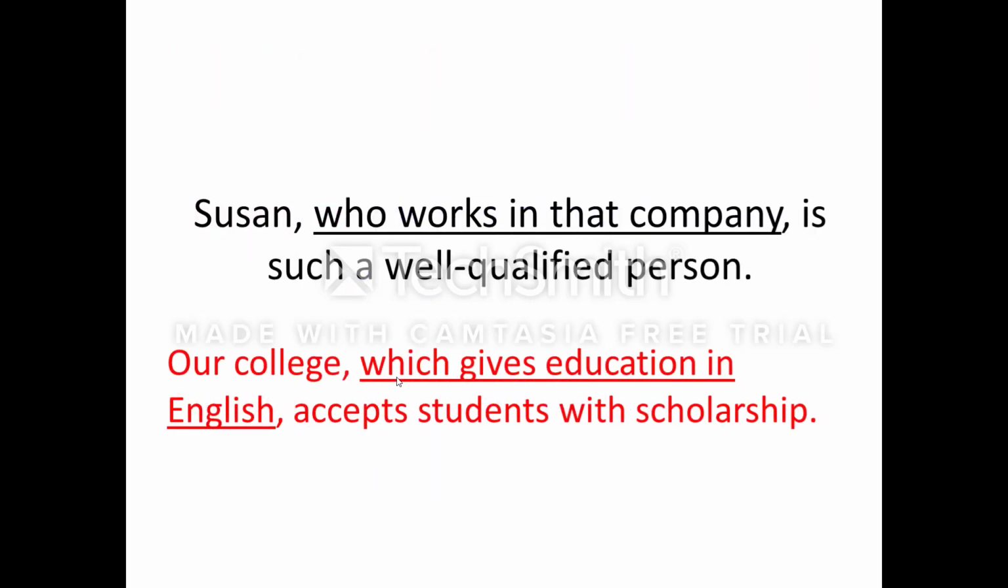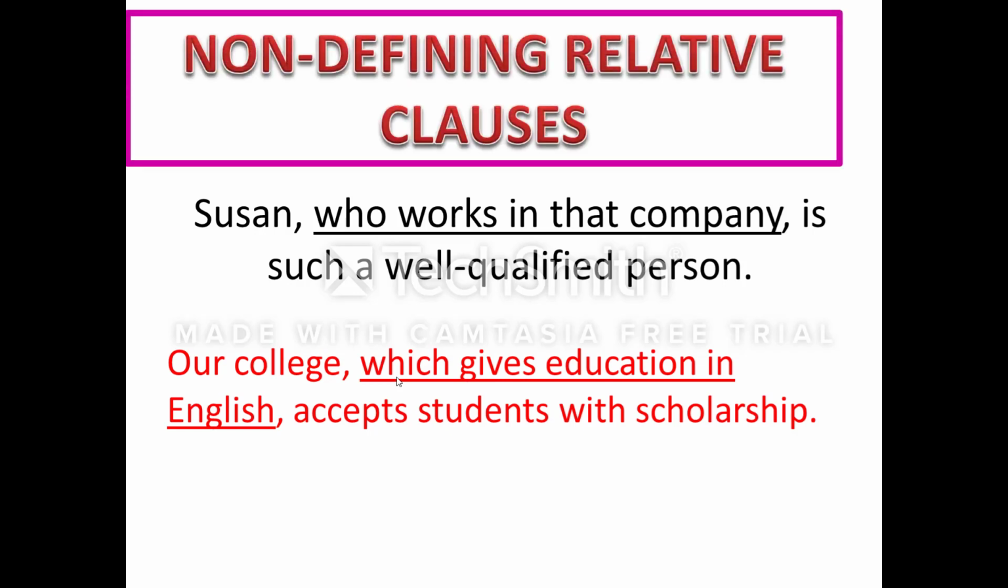On the other hand, in these two sentences here, you have: Susan, who works in that company, is such a well-qualified person. Our colleague, which gives education in English, accepts students with scholarship. These two underlined parts are additional or extra information about Susan and about our colleague. As you can see, this part can be omitted.